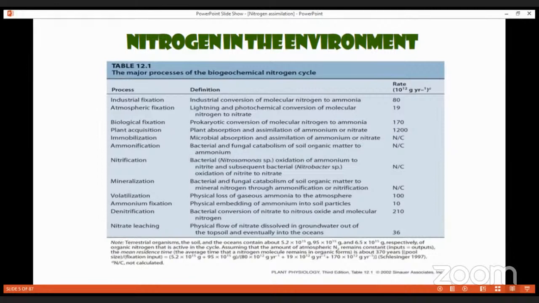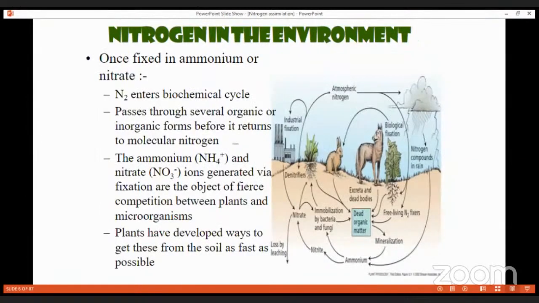When it enters the plant system by these processes, it can move out by processes like denitrification, nitrate leaching, etc. So these are the different processes involved and the rate at which we can fix it. That's why nitrogen fixation is important.